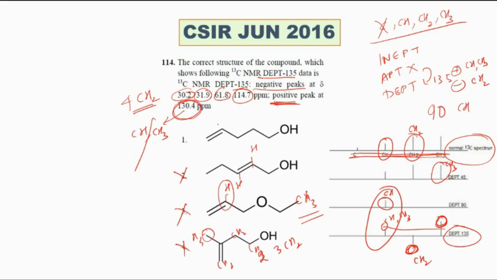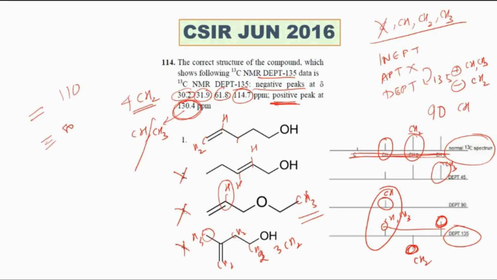Yes, ma'am. So this is a CH, this is a CH2. What have we seen in carbon? Alkene carbon will be having a range of 100 to 150. Alkyne carbon 80. Okay, aromatic region. Here due to de-shielding, you'll be having it near 130.